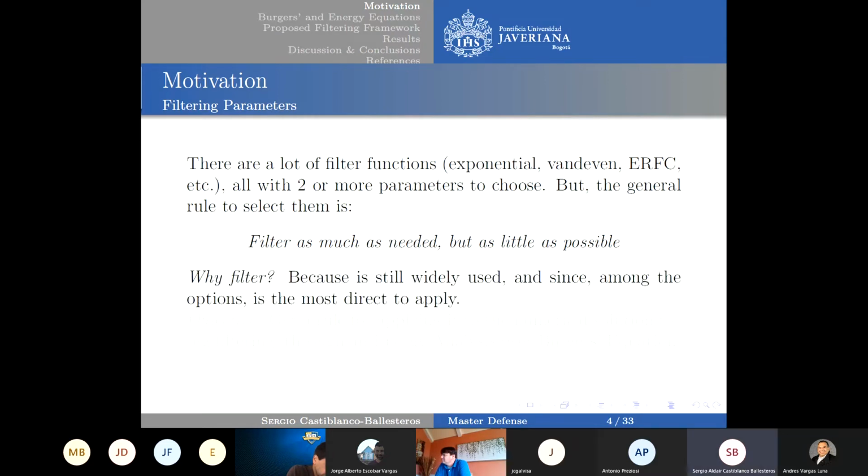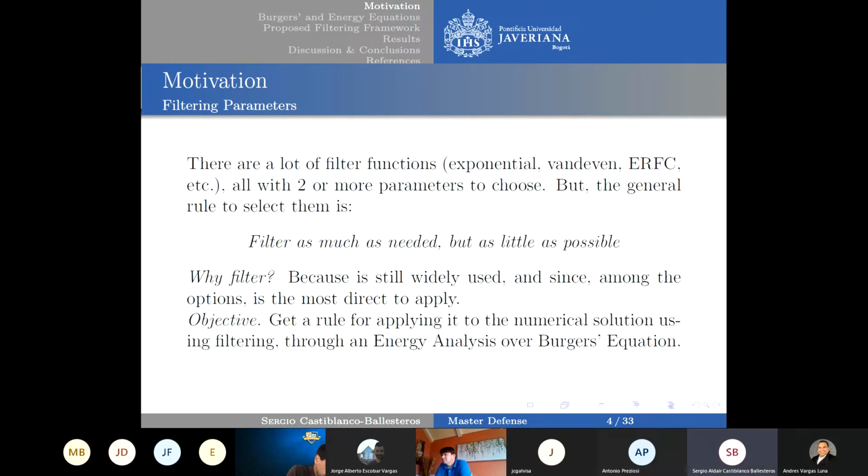And why filter? Because it's still widely used, and because it is simple to apply, since it becomes just a matrix vector multiplication per element after every time step. So the objective will be to get a rule for applying it to a numerical solution using filtering through an energy analysis over Burgers equation.